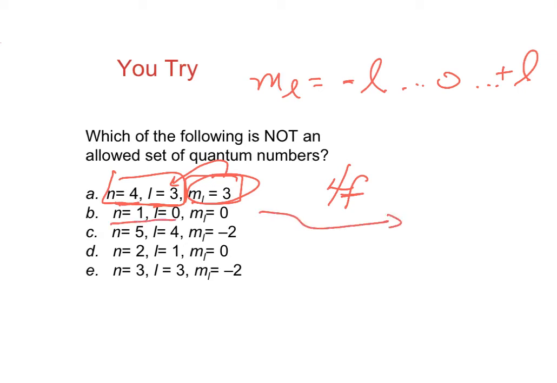Let's look at B. B is talking about a 1s orbital. And is it okay to have a designation of m sub l equals 0 if l equals 0? Yes, it is.